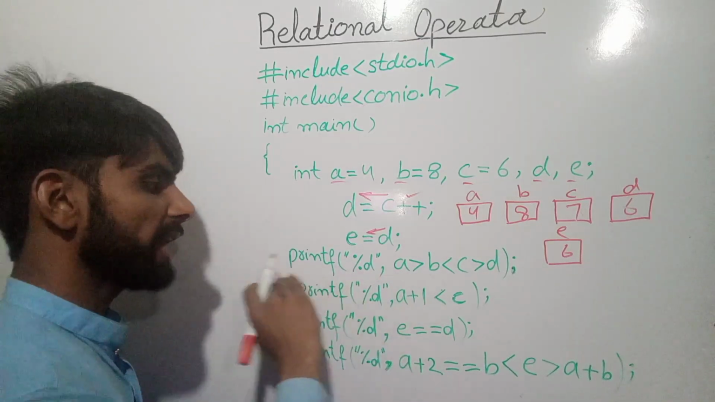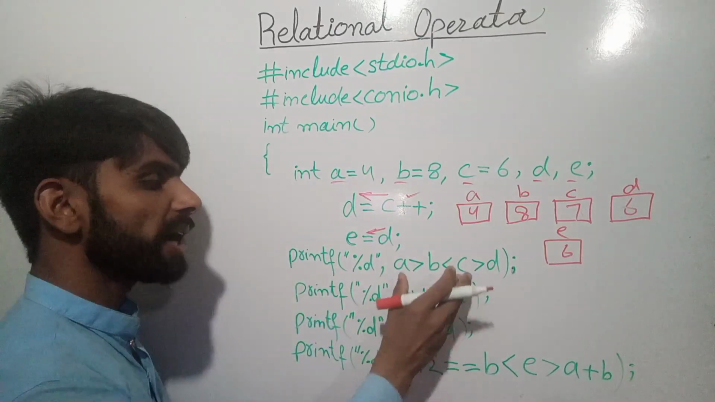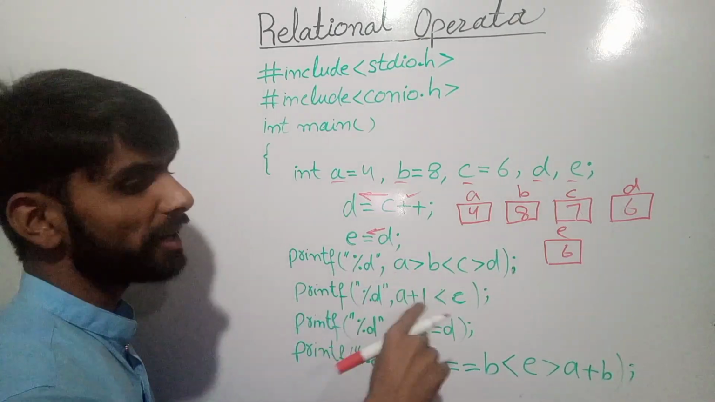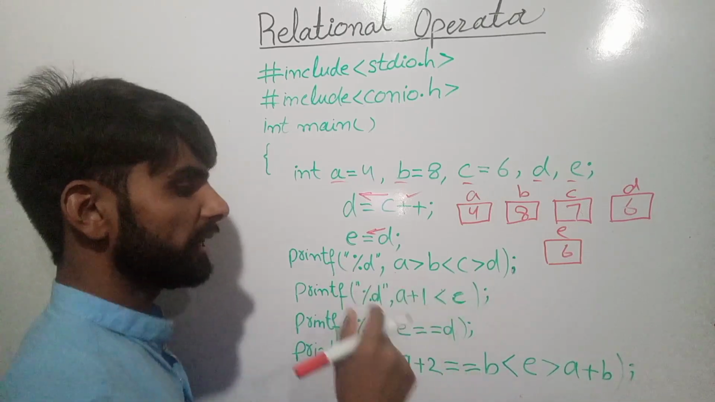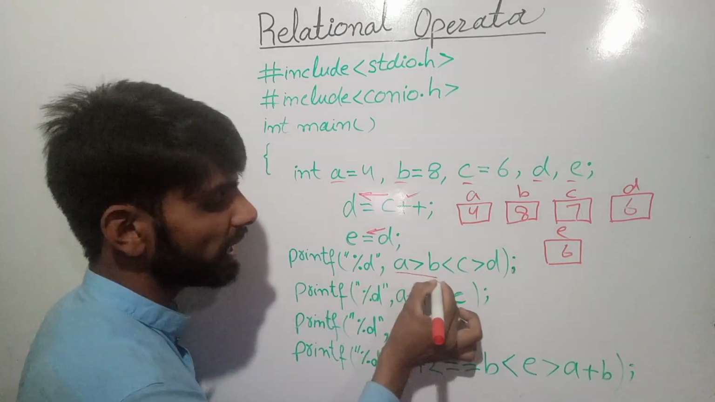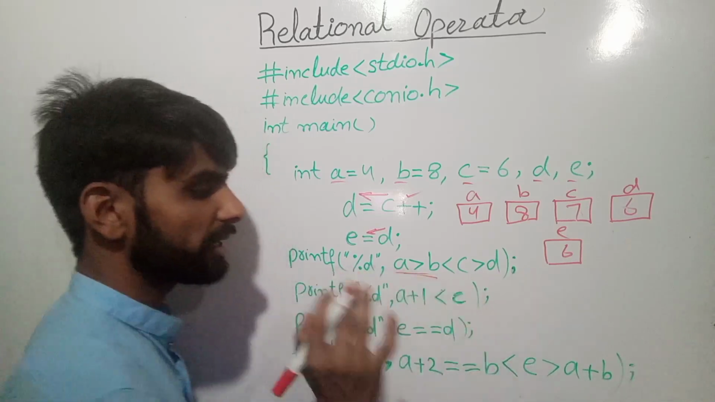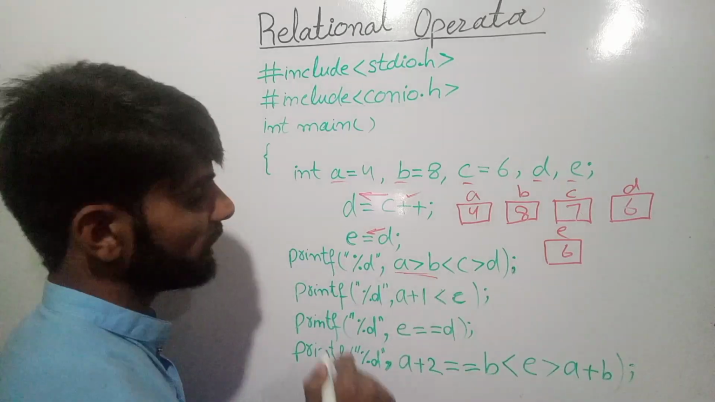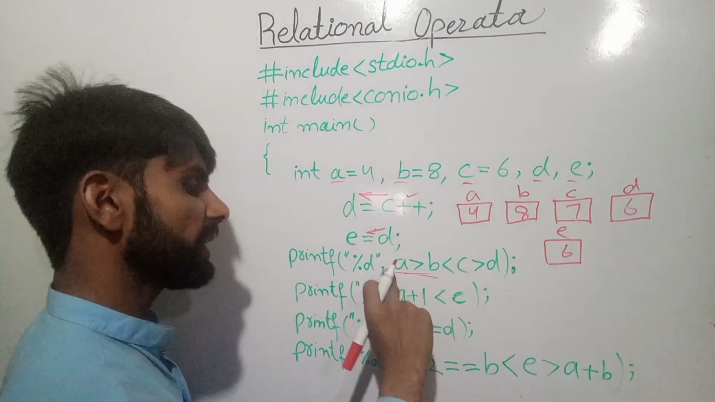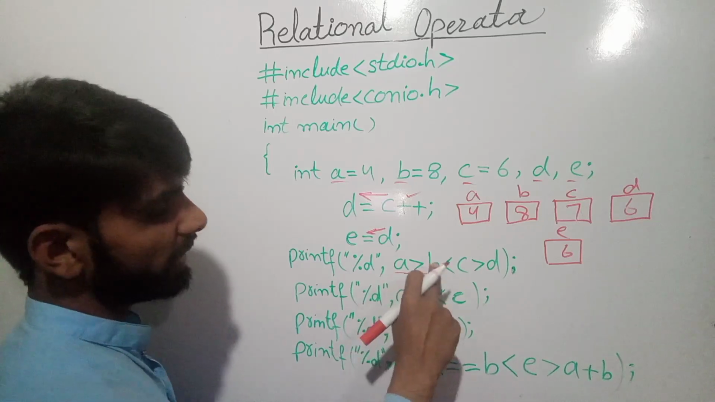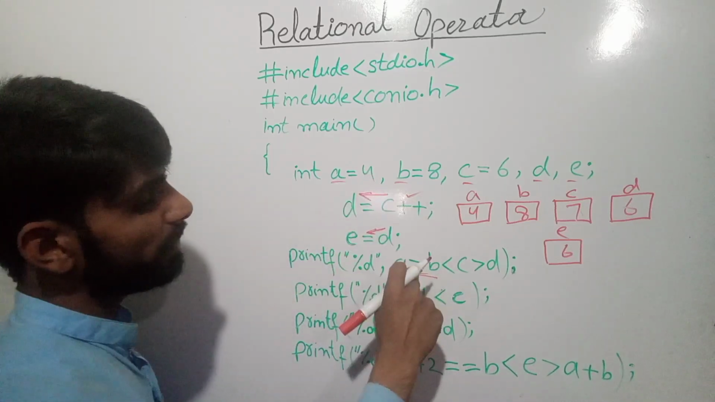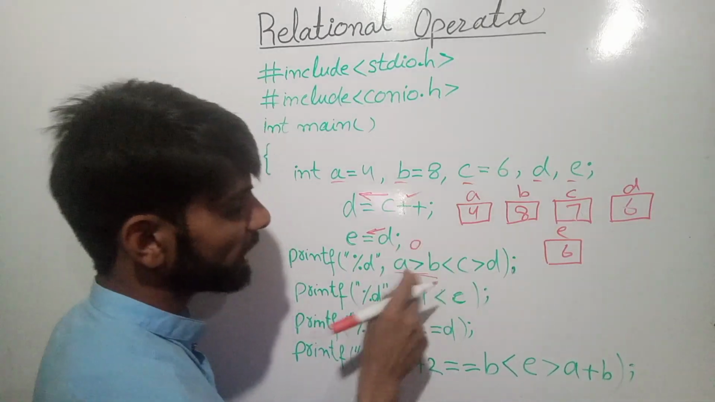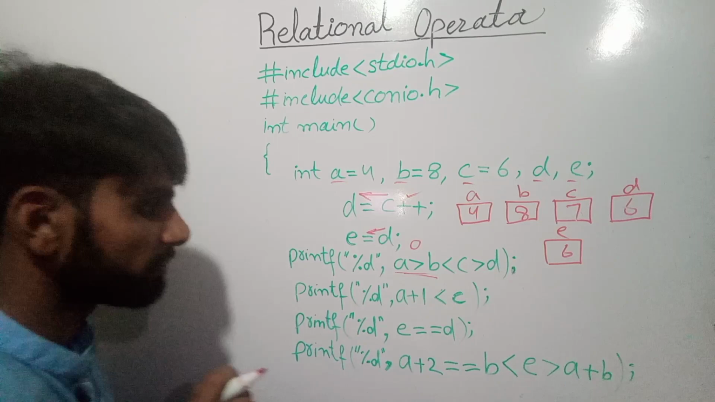Now when this statement is executed, I have used more than one operator here, which are relational operators, right? Relational operators have associativity from left to right. That means we will evaluate from left to right. So first, on the left, is a greater than b. A is 4 and b is 8, right? So in this case we will get output 0 because the condition is false.